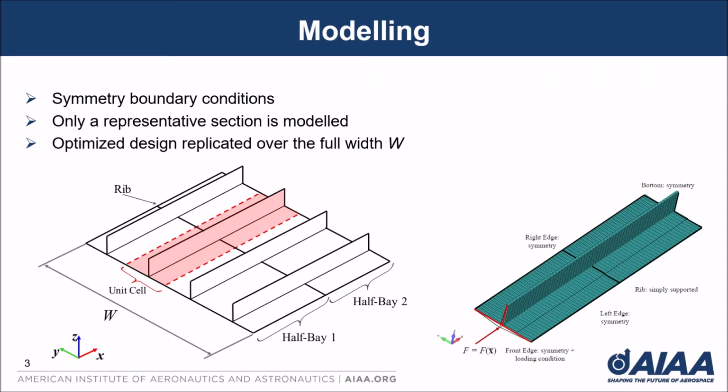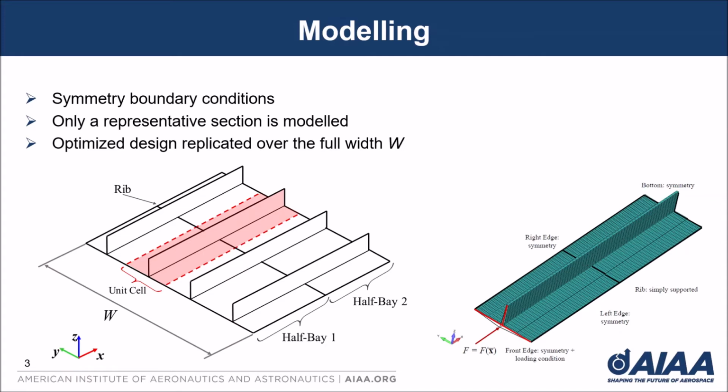Symmetry boundary conditions reduce the amount of design variables needed and computational costs for finite element analysis. The figure on the left shows our entire wing bay configuration. The region highlighted in red shows the unit cell representative section, from where our finite element mesh is defined, as shown in the figure on the right side.